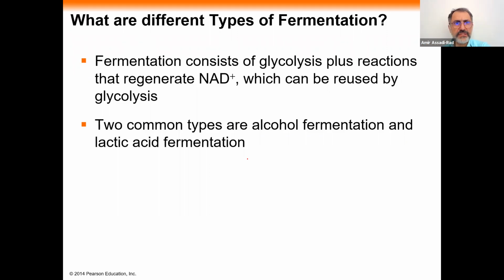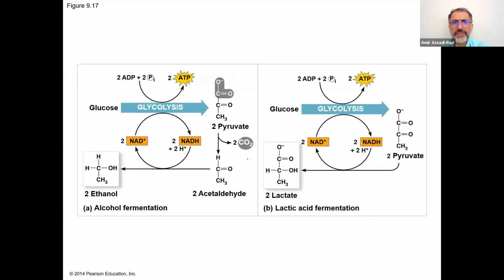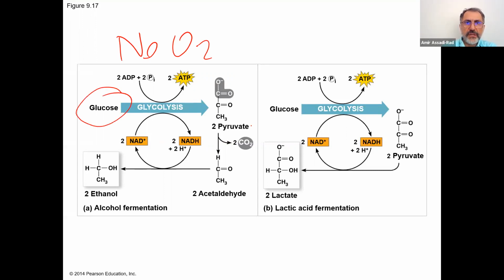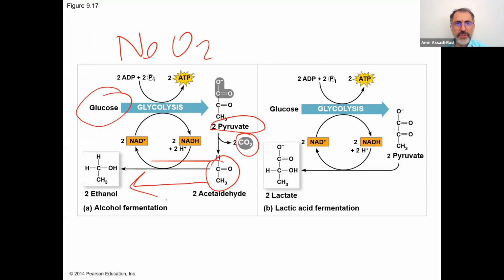Fermentation consists of glycolysis and the common types, like alcohol fermentation. Right here, they make alcohol the same way as what we talked about, but there's no oxygen involved. Glucose goes through glycolysis, becomes pyruvate, and pyruvate becomes acetaldehyde. And acetaldehyde, of course, loses carbon dioxide, and then these 2 carbons become ethanol with the help of NADH. This is the cycle. You should know that.